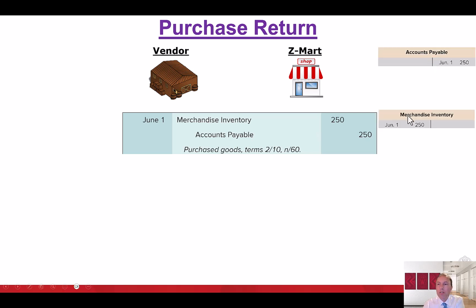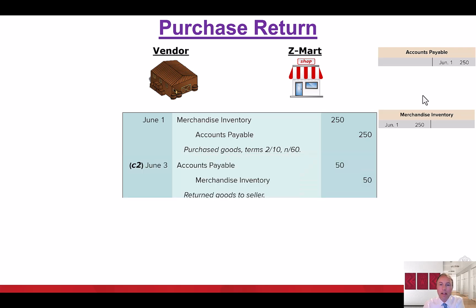Oh, there we go. We just posted that first transaction to our T accounts. Now we return some of the items. Not all of them, but we return some because, again, they're defective or some other reason. So we returned $50 worth of the merchandise saying, hey, we don't want these anymore. When we return the merchandise, accounts payable decreases and our merchandise inventory goes down because we are returning $50 worth of merchandise. So let's go ahead and take this entry and post it to our T accounts. Our liability goes down and our inventory goes down.